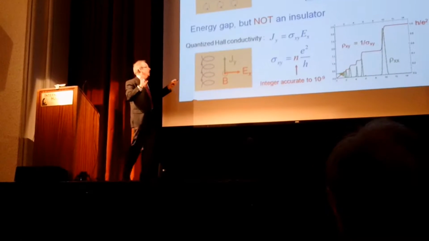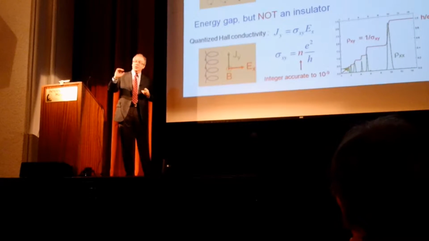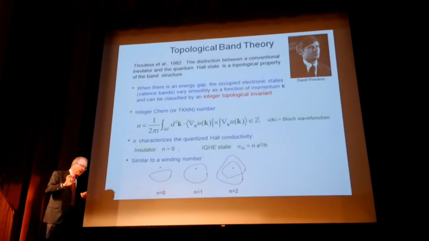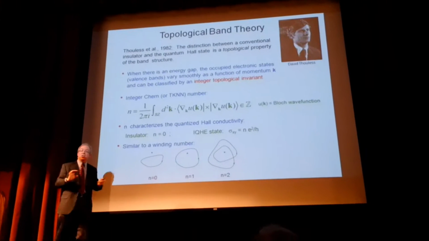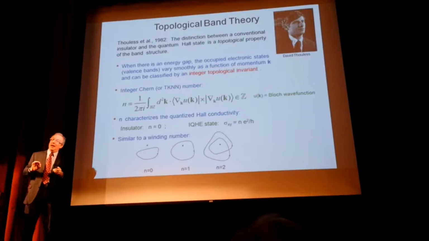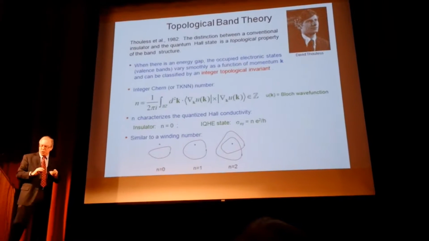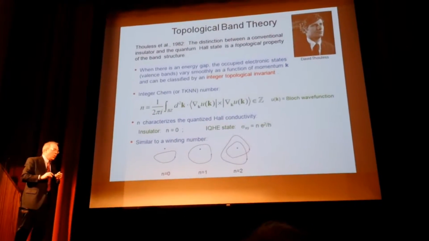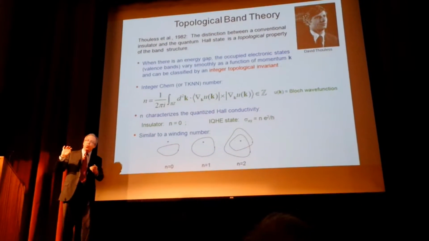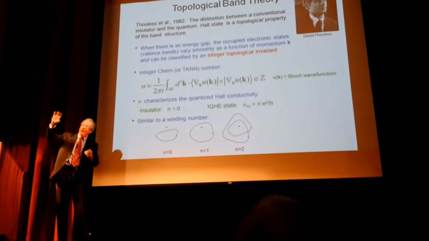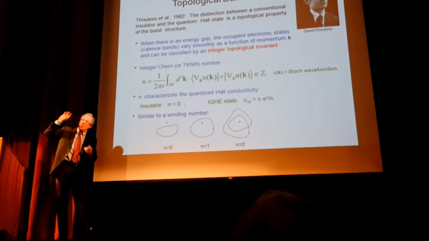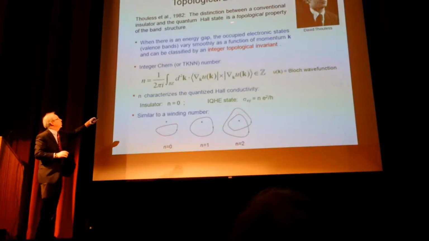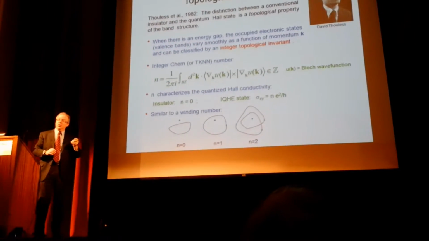Okay, and so this is this idea of topology. And this is something which was, I think, first really understood by one of my heroes in physics, named David Thouless. And so what he realized back in the 1980s was that the difference between this quantum Hall state, which has an energy gap just like an insulator, and an ordinary trivial insulator is a topological property of its band structure.